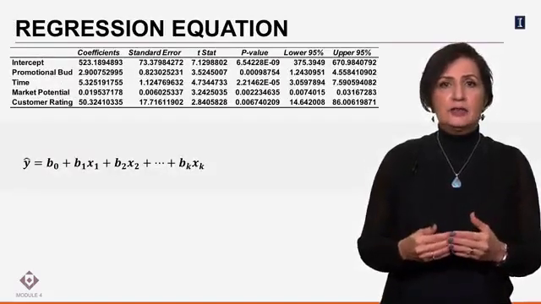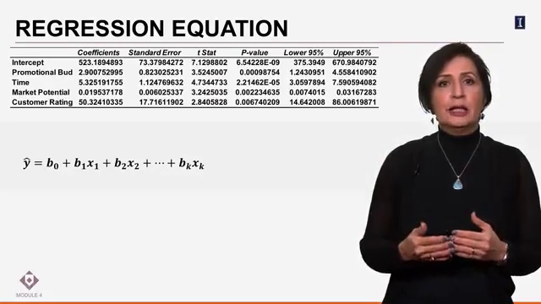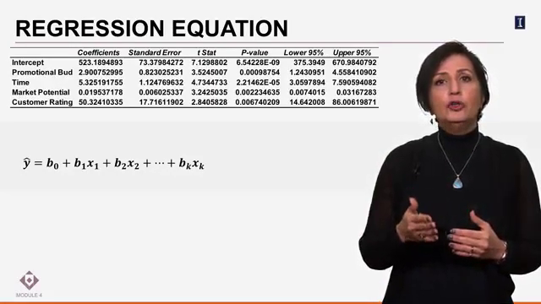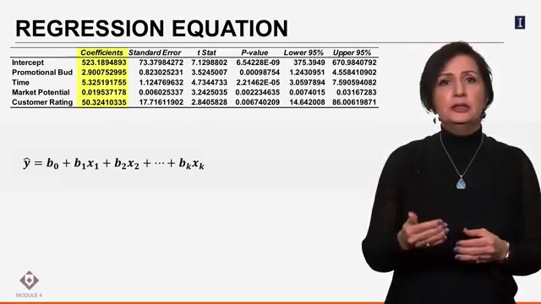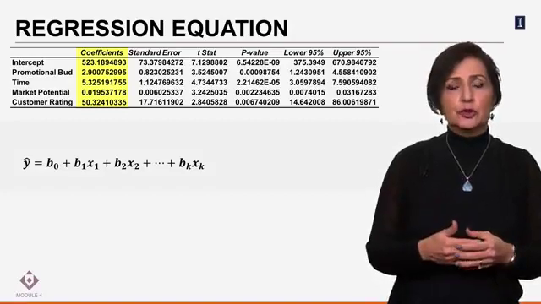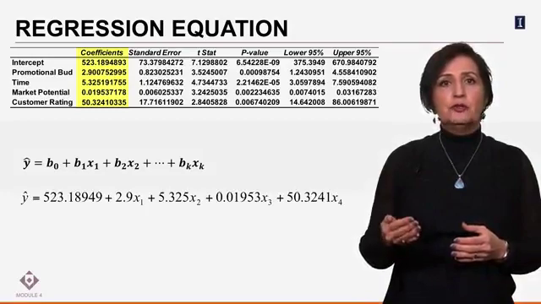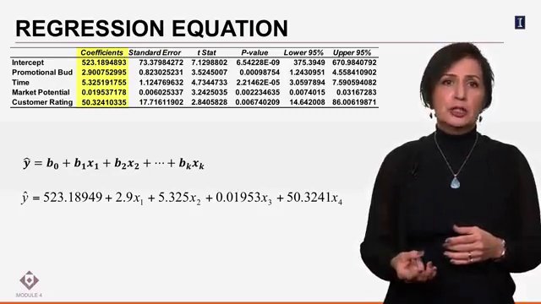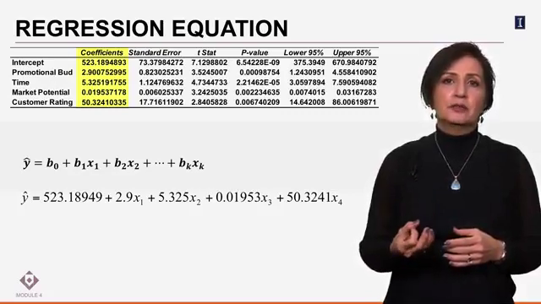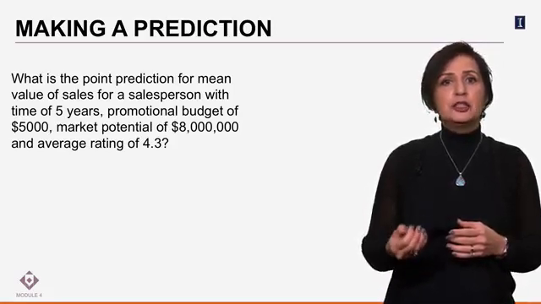Now that we are satisfied with this model, we can write the regression equation by looking at numbers to place in B0 and all the coefficients of the independent variables, which we will find in the third table of Excel output. Thus, this is our regression equation for sales and its relationship with length of sales agents' tenure, the promotional budget, market potential, and average customer ratings of sales agents. Now you can use this equation and make predictions.